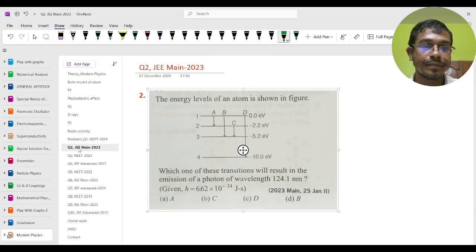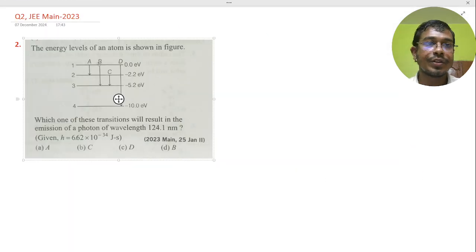Second problem, from JEE Main 2023. The energy levels of an atom are shown in the figure: ground state, first excited, second, third, fourth. Which one of the transitions will result in the emission of a photon of wavelength 124.1 nanometer?